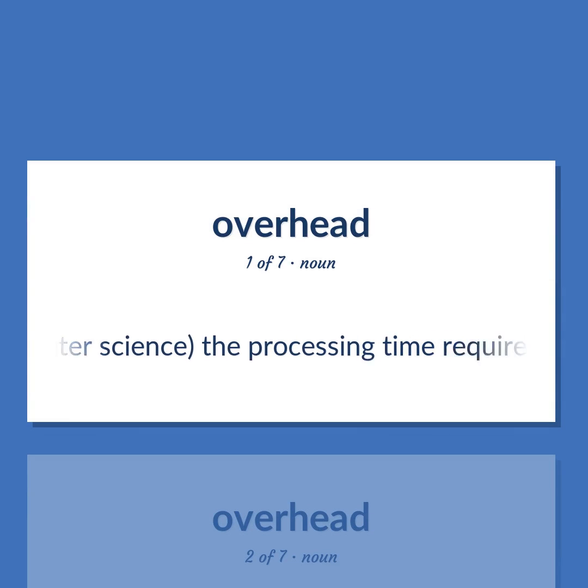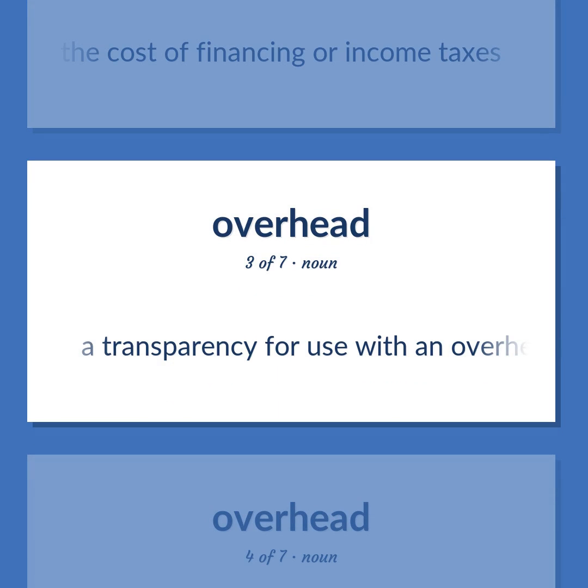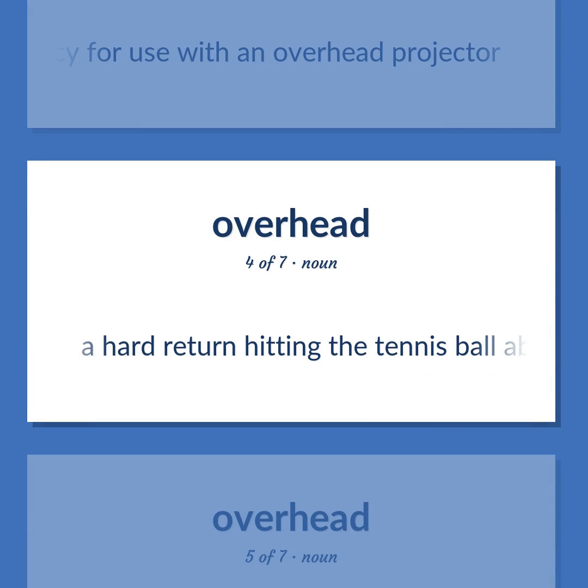Computer science. The processing time required by a device prior to the execution of a command. The expense of maintaining property, e.g., paying property taxes and utilities and insurance. It does not include depreciation or the cost of financing or income taxes. A transparency for use with an overhead projector. A hard return hitting the tennis ball above your head.